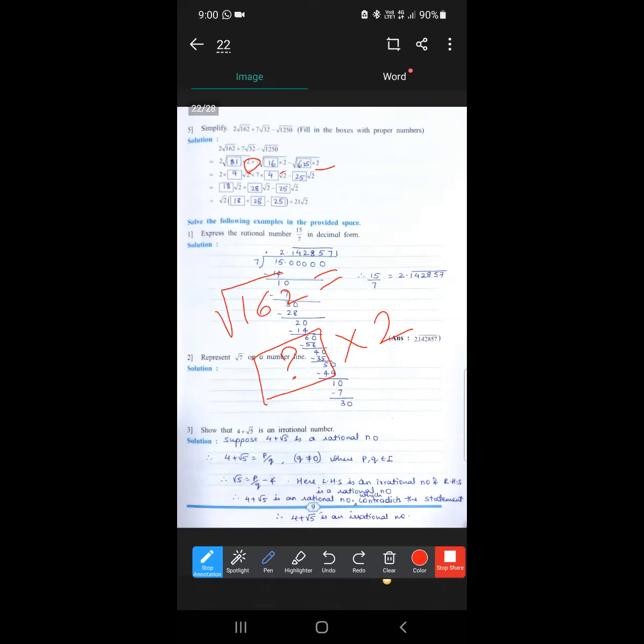If you are not sure or if you are confused, you can find out the factors of 162, and then you can get the answer. So here 2 is outside the bracket, and 162 can be factorized as 81 into 2. And see students, 81 is a perfect square, root of 9.